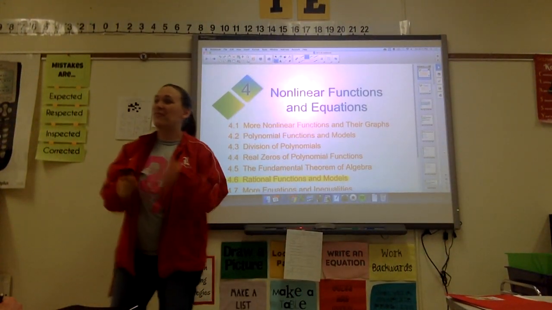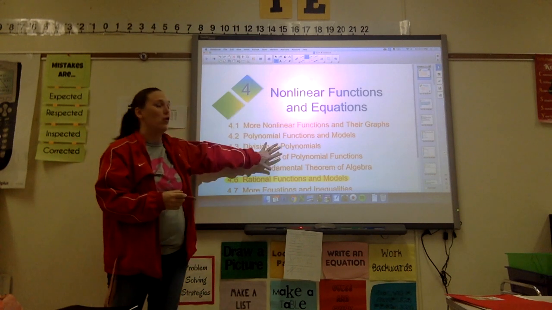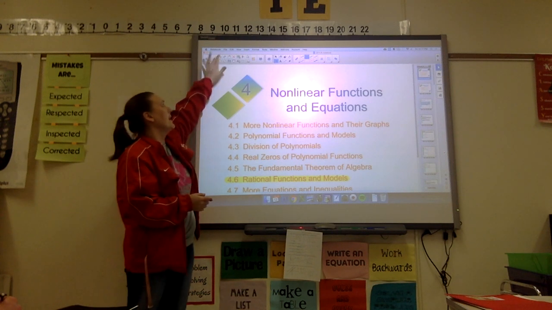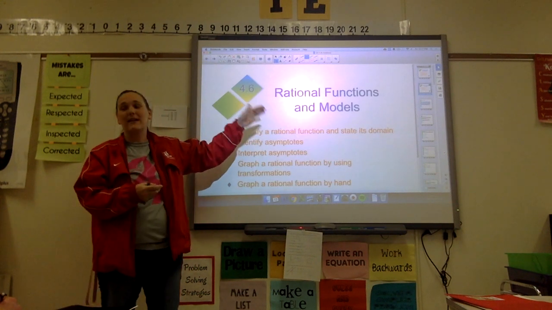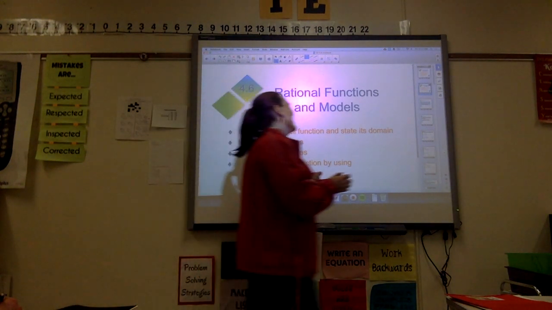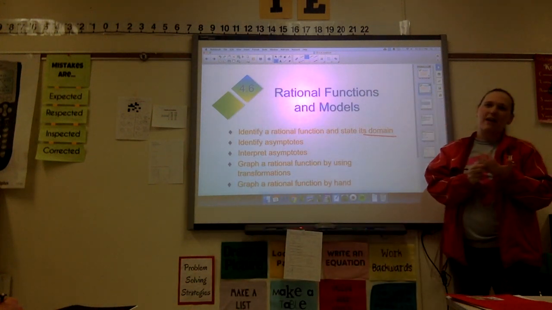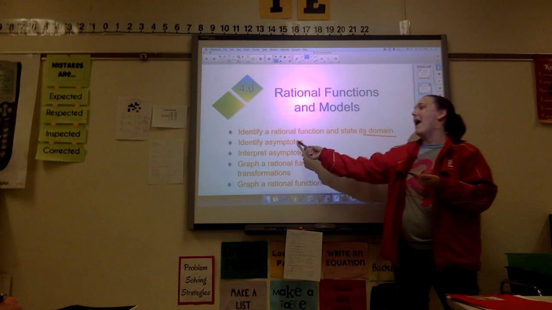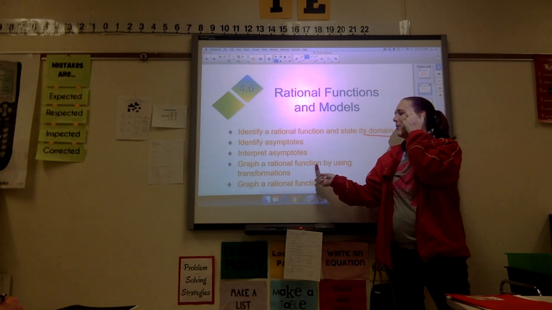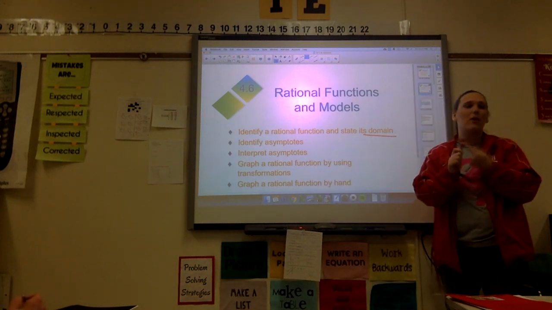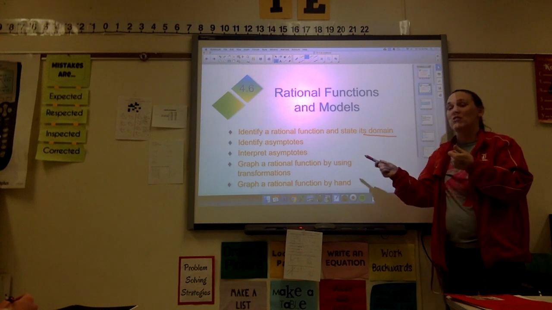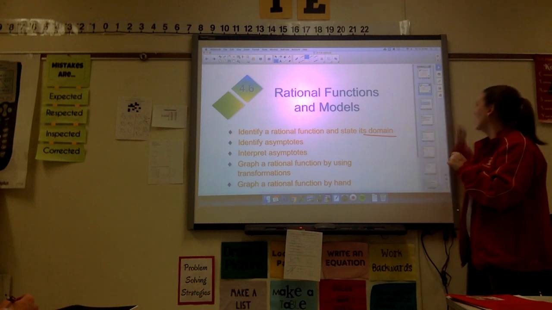All right, moving on in chapter 4, we have started with the polynomials, and now 4.6 is rational functions and models. So not quite exactly polynomials. We need to be able to identify what the rational function is, state its domain. Domain is that x or y? X. Identify asymptotes. You've heard that word before, correct? Interpret what those mean and be able to graph a rational function by using what we know about asymptotes and transformations from last chapter, and then be able to graph that function by hand.